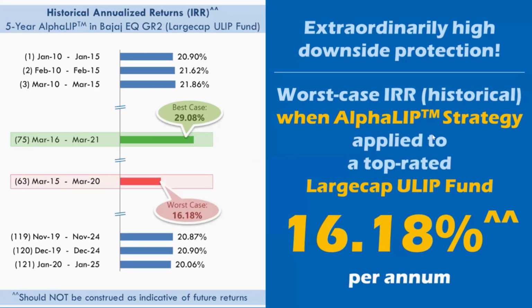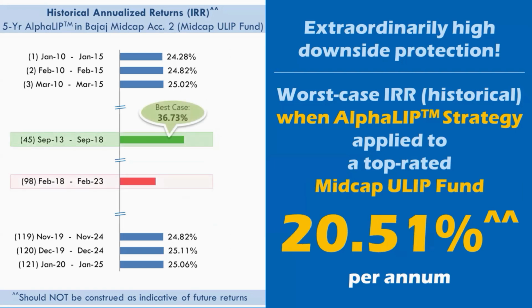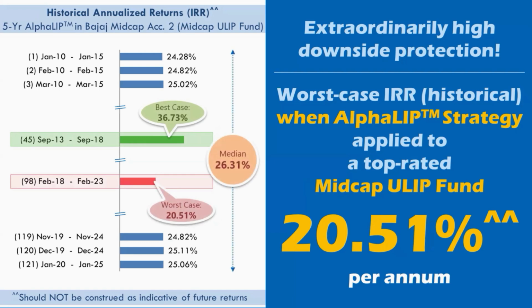But are the return figures similar, worse than SIP, or better? I'll show you the numbers. This is the historical performance with a large cap fund. The worst case is 16%. Median is 22%. And this is with a mid cap fund. The worst case is about 20%. The median is 26%. Very similar, if anything, slightly better than the SIP.